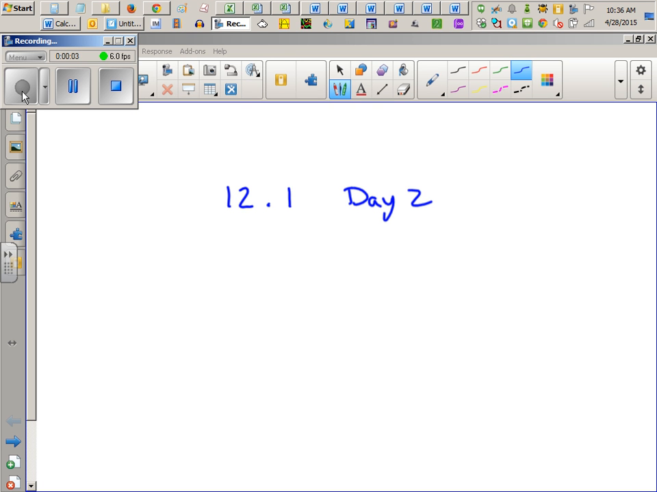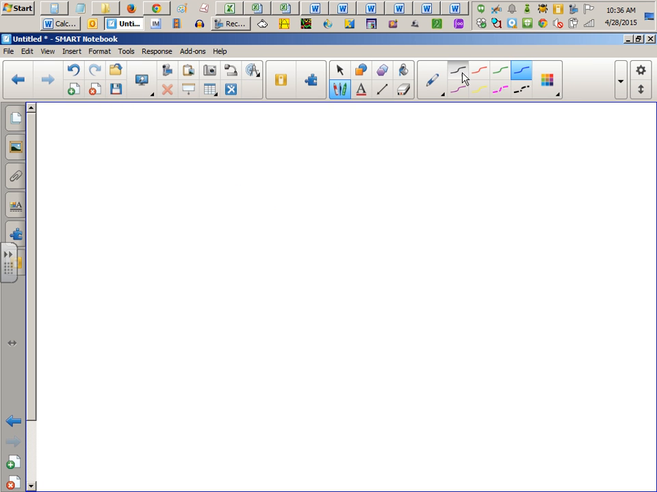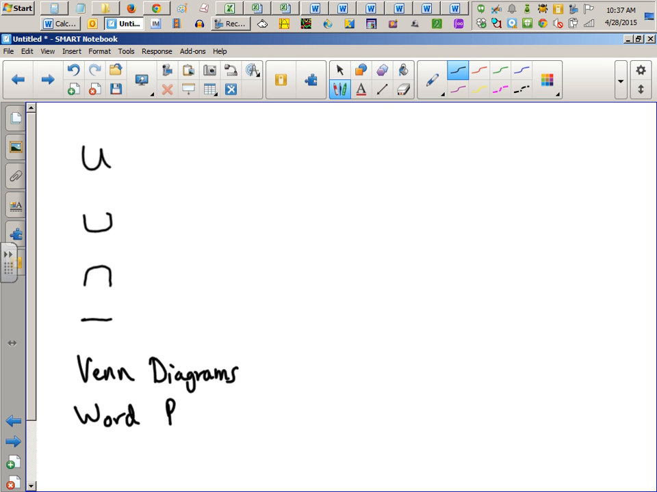Okay, so in 12.1, day 2, I told you I wanted to basically help you define this symbol, this symbol, this symbol, this symbol. We want to talk about Venn diagrams and word problems. And you'll see that SAT actually has some of this stuff on it, but they don't use the symbols. They just use the words.